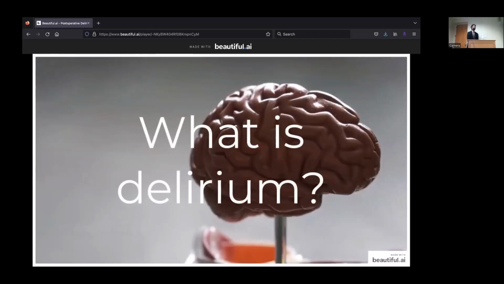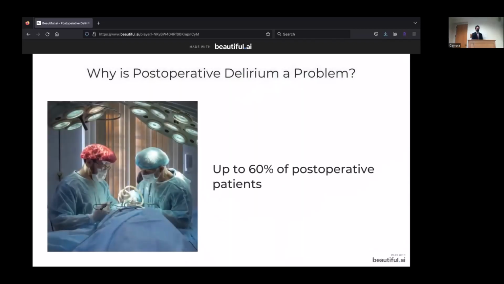So what is delirium? In the DSM-5, the most current definition is an acute change in attention or awareness that's a rapid change from a patient's cognitive baseline. And when we talk about perioperative delirium, that's usually in response to a stimulus in the hospital, such as an infection, dehydration, acute blood loss after surgery, or a multitude of other different stimuli. And so why is postoperative delirium a problem? Well, it's quite common. It affects up to 2/3 of all postoperative patients undergoing a procedure.